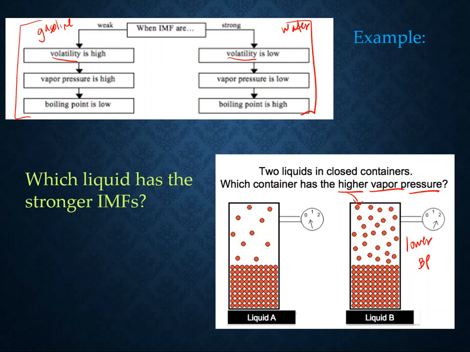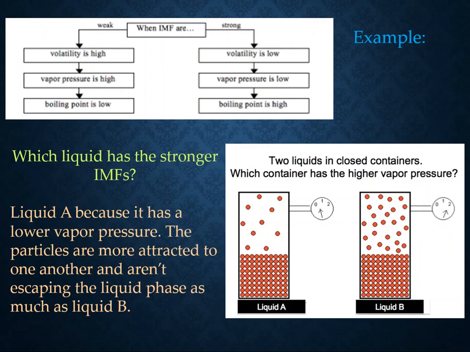Very good. Yes, the liquid that has the stronger IMFs is going to have the lower vapor pressure because it's not allowing it to escape as much. Therefore, it's holding on to it, not allowing as many particles to escape. Liquid A has the lower vapor pressure. The particles are more attracted to itself, and therefore it doesn't escape as much, as you see in liquid B, which has the higher vapor pressure. So definitely stronger forces go with lower vapor pressure. Higher boiling points, lower vapor pressure.